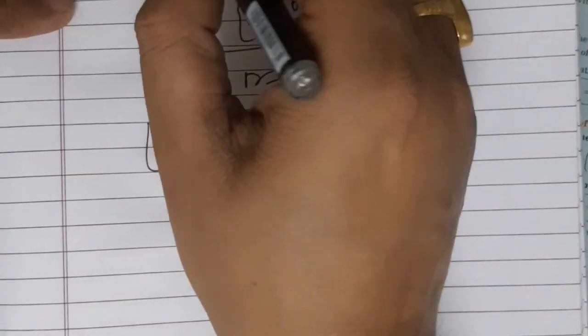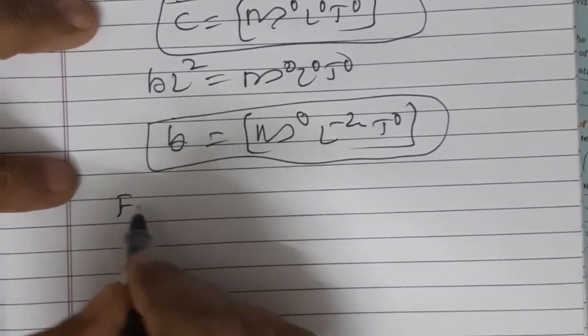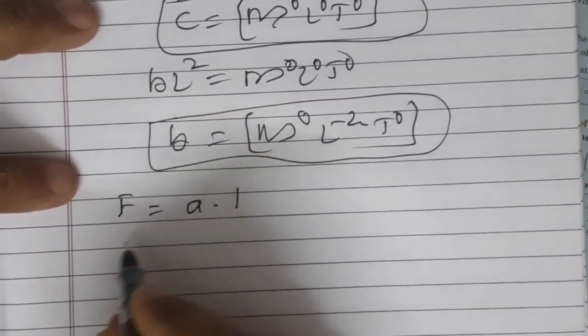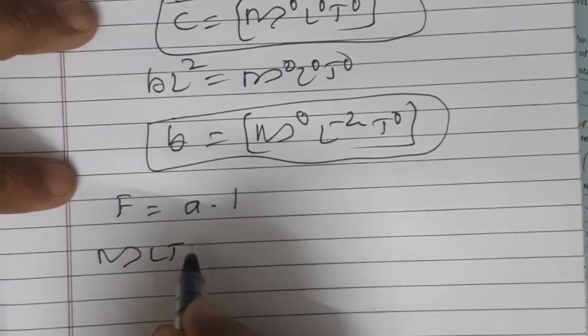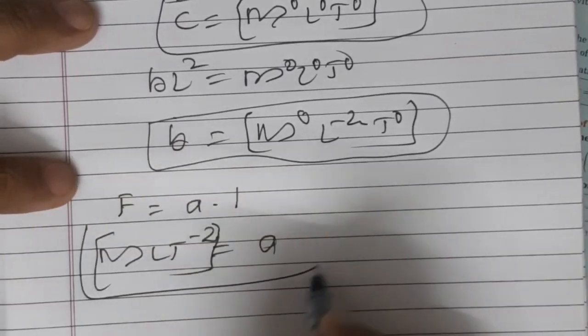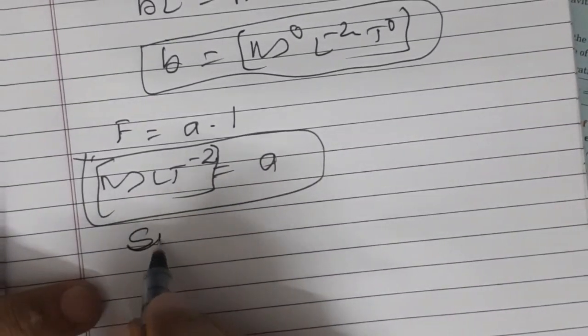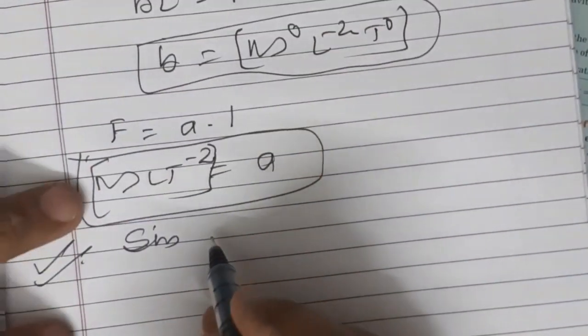And as I've told you, the exponential is a constant. Its dimensions are 0 or 1, that is, dimensionless. So I can directly write F is equal to a into 1. F is MLT⁻², so that will be equal to a. So we have got the dimensions of a also. Similarly, I can write any trigonometric ratio, say sine, the third one. This was the second one.